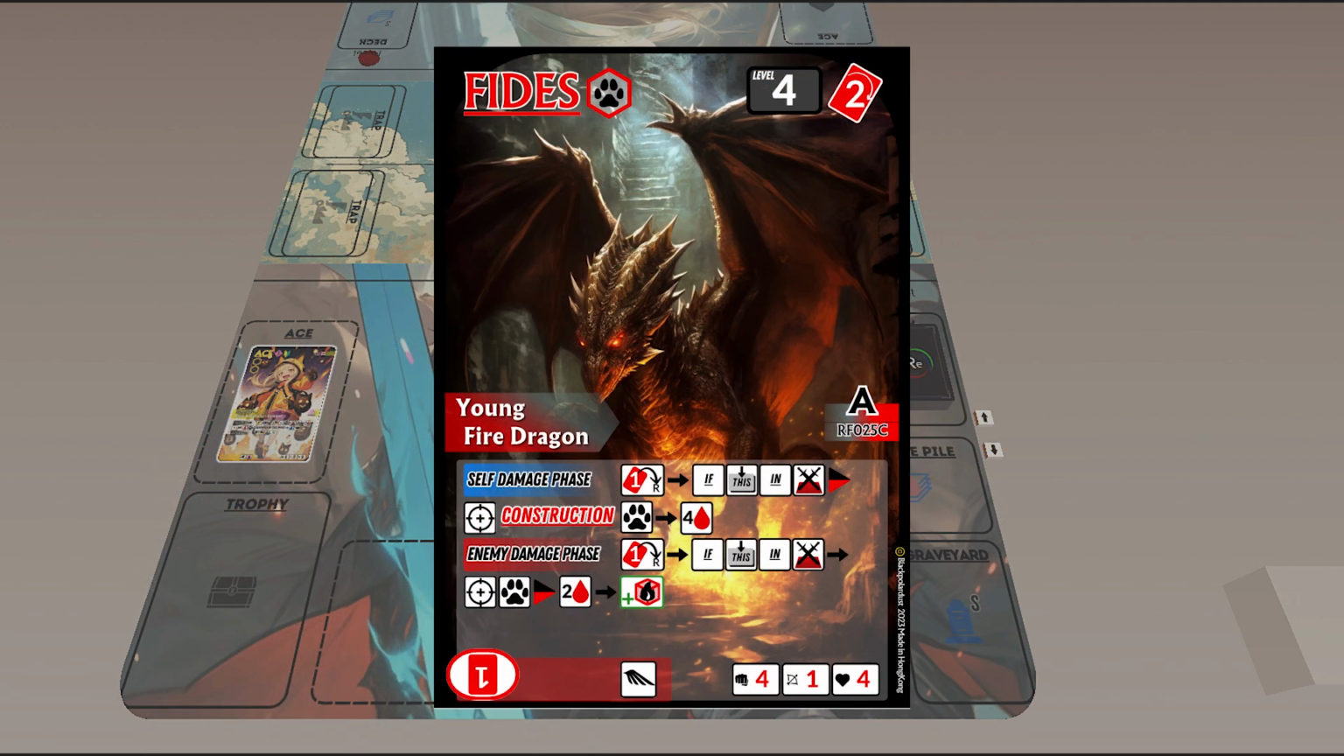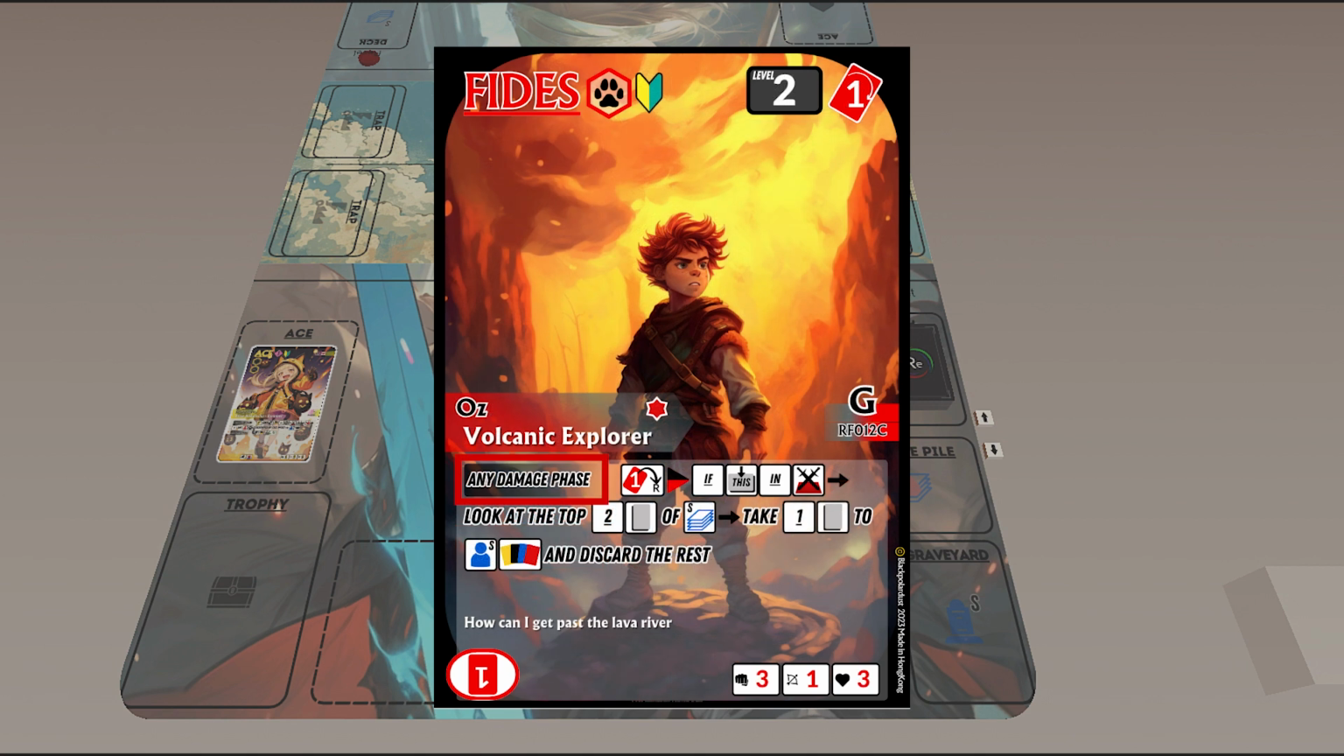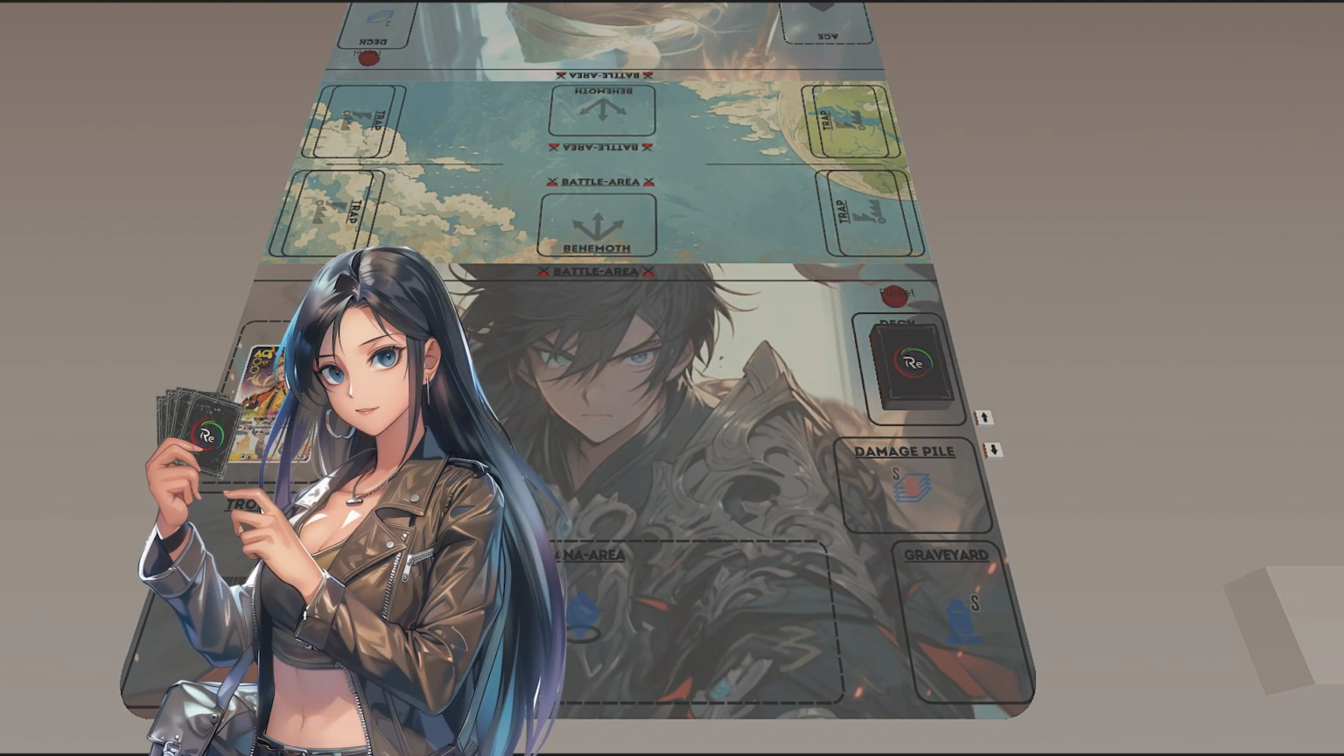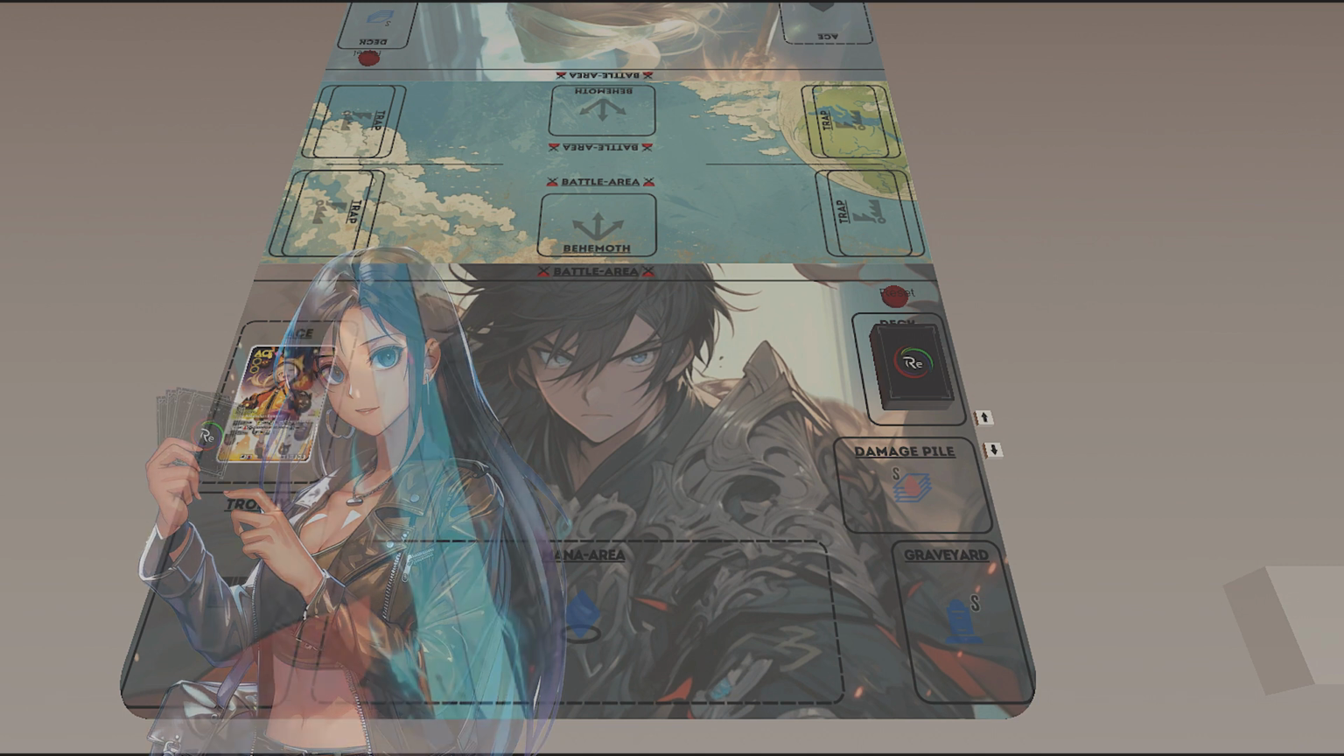Active abilities are labeled to indicate their usage timing. Blue active abilities labeled self can be activated only on your turn when you are the attacking player. Red active abilities labeled enemy can be activated only during your enemy's turn when you are the defending player. Black active abilities labeled any offer the most flexibility, as they can be activated on any turn. Each active ability comes with a mana cost additionally. Remember that each ability can only be activated once per turn.